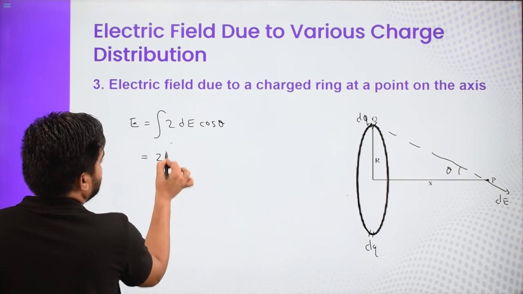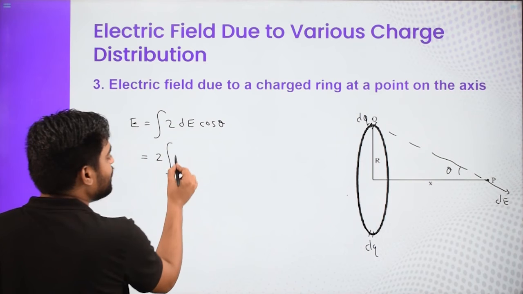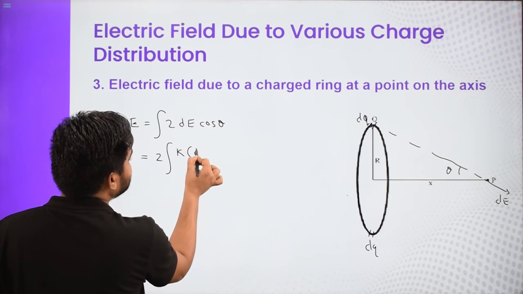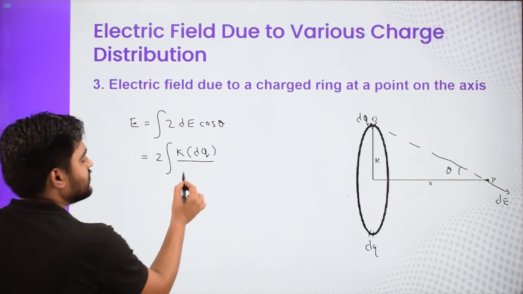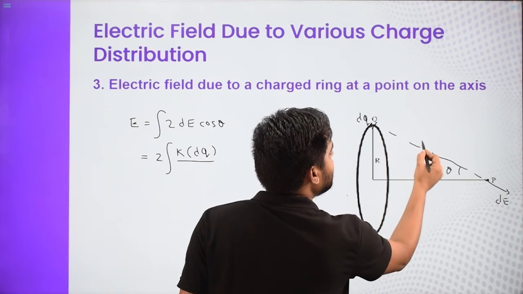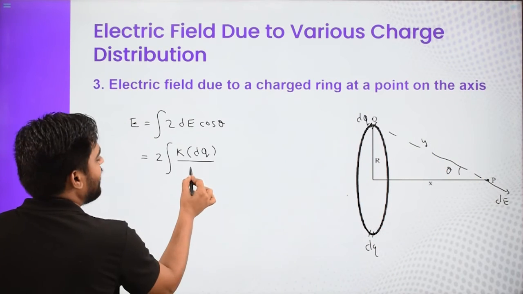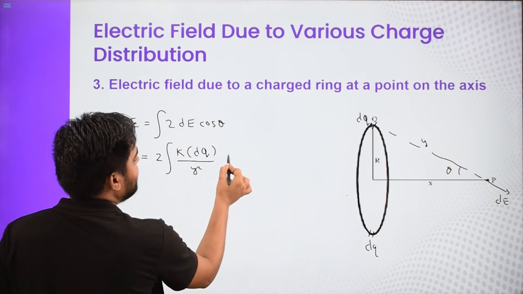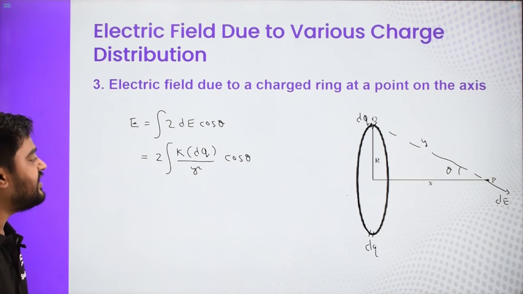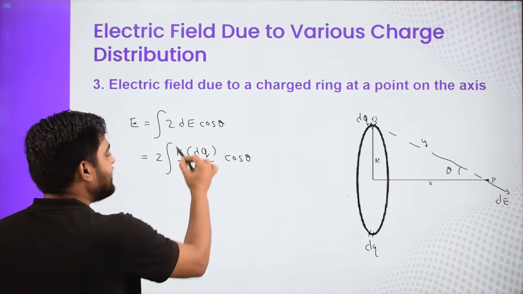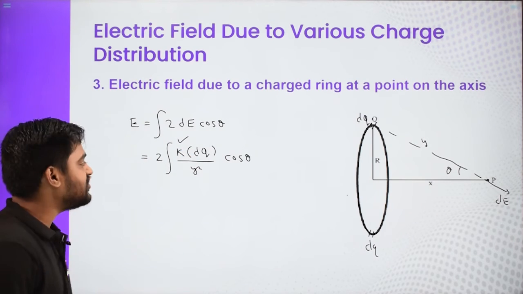So 2, what is dE? dE is kq by r square. So k times the charge dq by r square, where this distance squared, let us call it y. So by y square and then cos theta. Now I have to integrate, but what are my variables? Here k is a constant quantity, k is not changing.